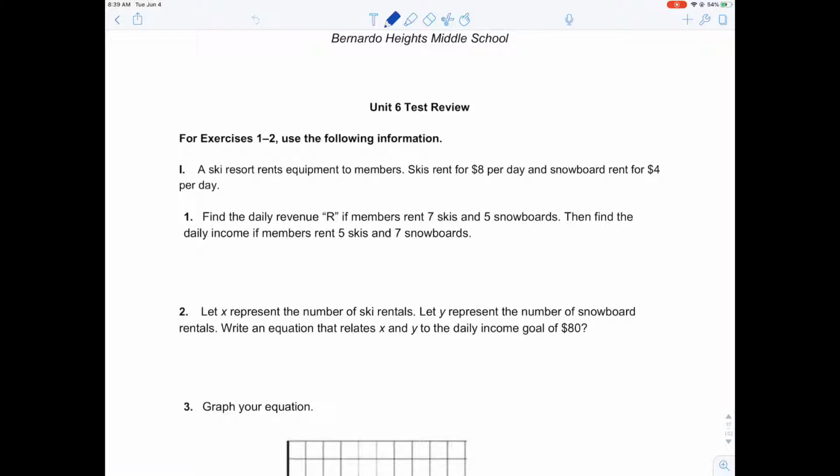Our test is on Wednesday. Okay, I have to let you guys know that I will not be there on Wednesday because I will be at Medieval Times with my 7th graders. So just a heads up, okay?